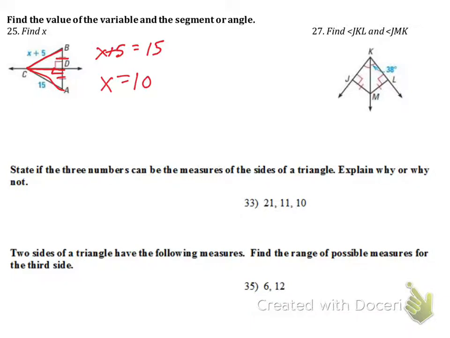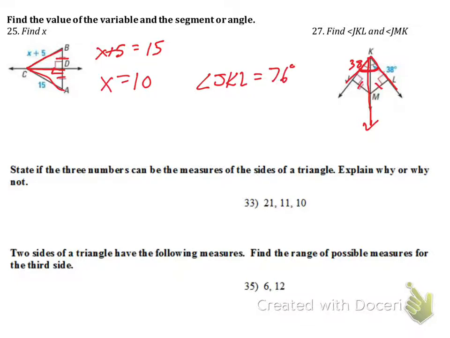All right, so for JKL and JKM, right, it's bisected right here. So if this right side is 38, right here is 38. These sides are good, right? So it says find JKL. So JKL is the whole thing. So I'd have to take 38 and multiply it by 2, or just add 38 and 38 to get the whole thing. So when you add 38 and 38 for angle JKL, you get 76 degrees.